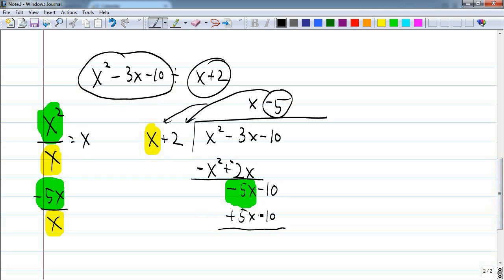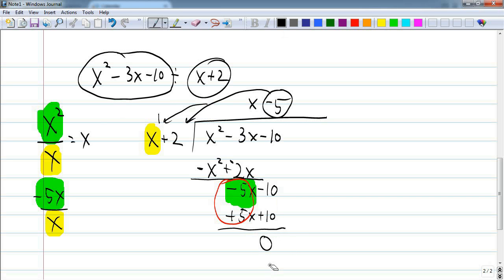I then change signs and add. These two terms zero out, as should always happen. And these two terms also happen to zero out. As soon as the degree of what's left is less than the degree of my divisor, this is first degree, this is 0th degree, I am done dividing, and this is my remainder.